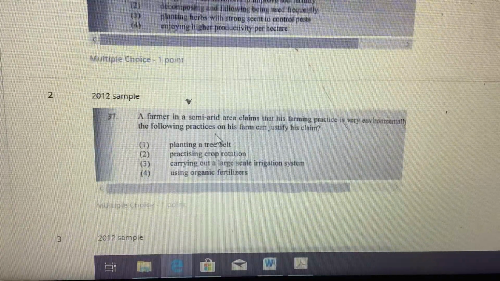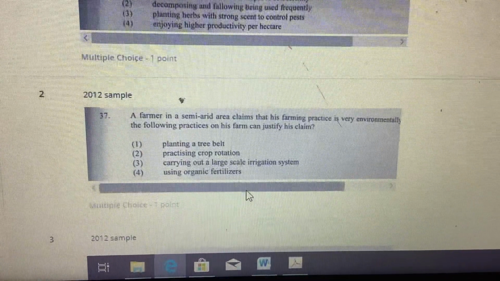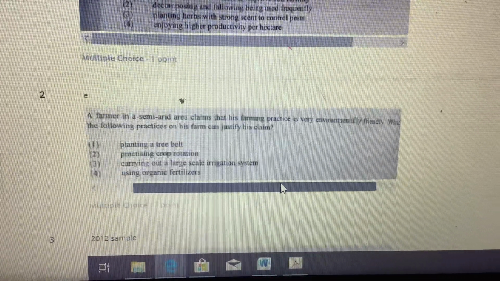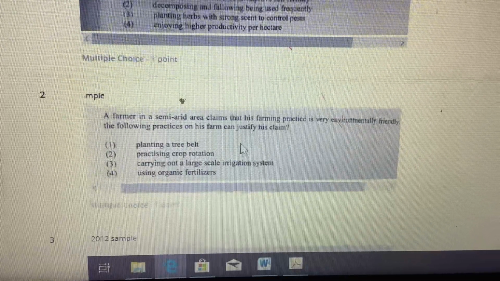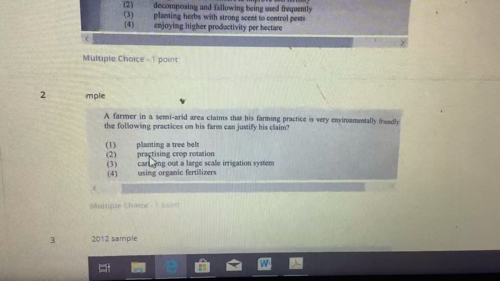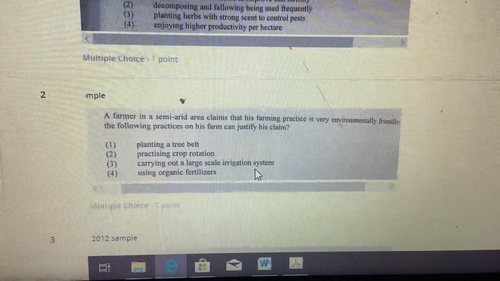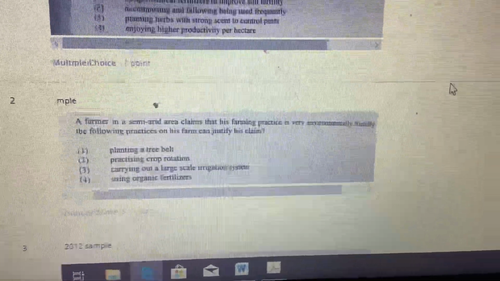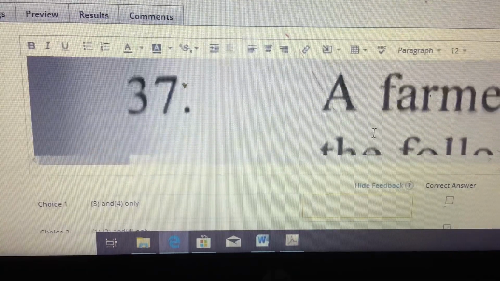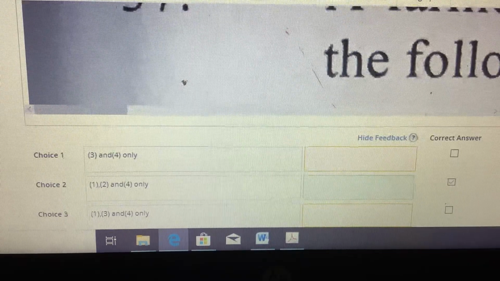Next one. A farmer in Sarit area claims his farming practice is very environmentally friendly. Which of the following practices on his farm can justify his claim? First of all, planting tree belts, right? Practicing crop rotation, right? Number 3, large scale irrigation system. Any problem? It will cause salinization, I think, so this is not quite good. So number 3 is not correct. Let's try whether 1, 2, 4 is the right answer or not. Yes, 1, 2, 4 is the right answer. As you can see, this is green in color.